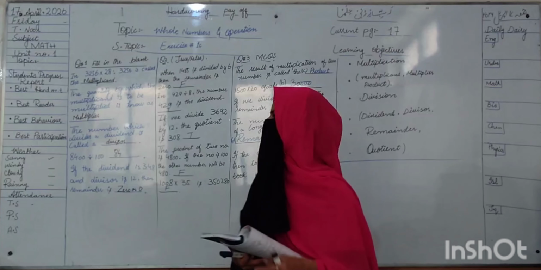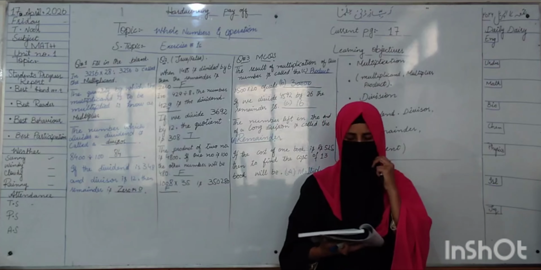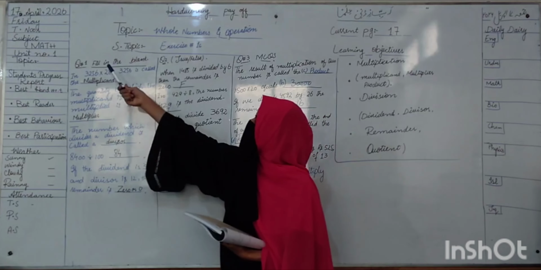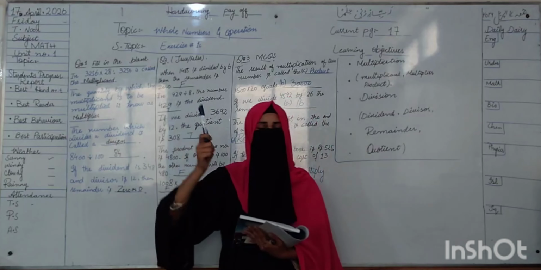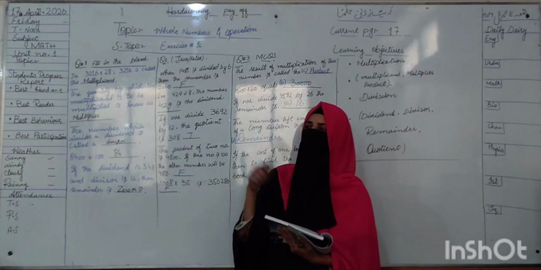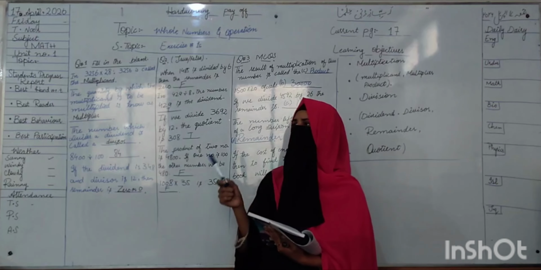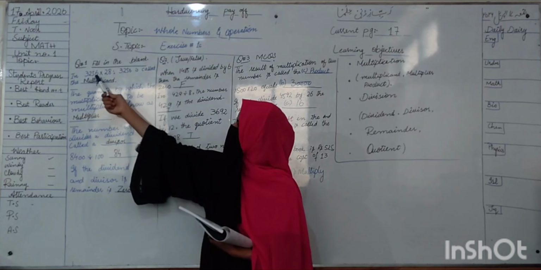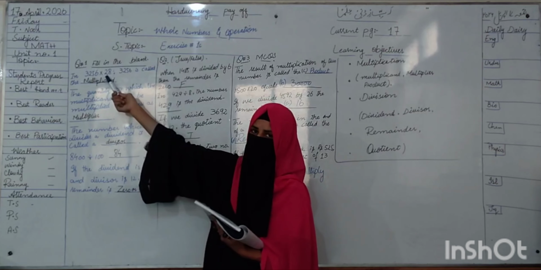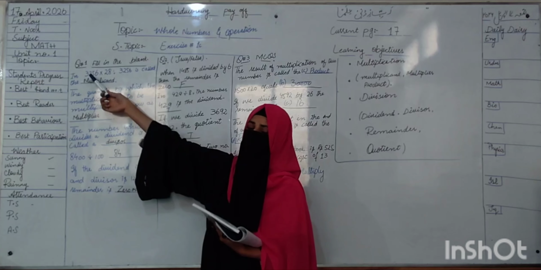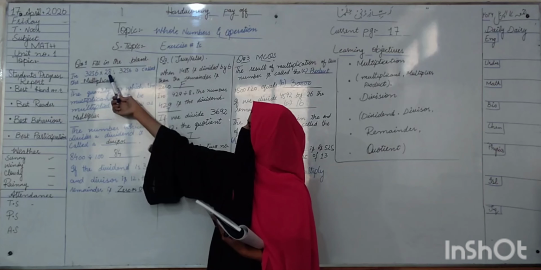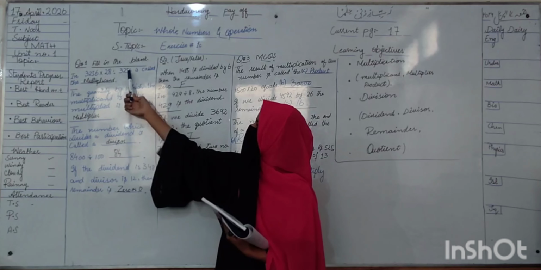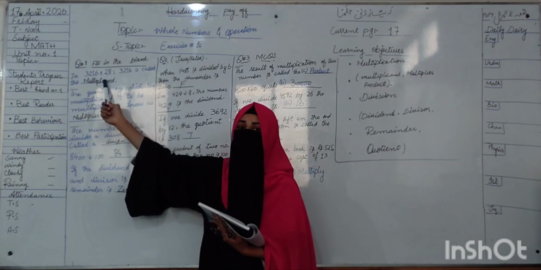So let me start our lecture. All the students, pick your pencil. Question number 1, filling in the blank. Today's lecture is about multiplication and division, and we have to give answers accordingly. In 3256 multiplied by 28, 3256 is called the multiplicand.